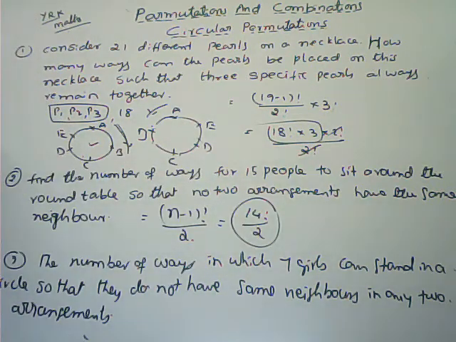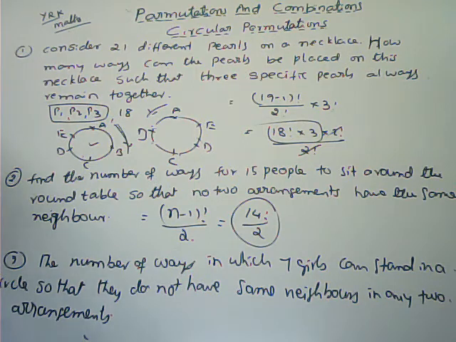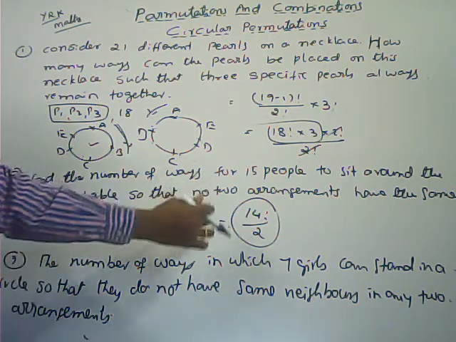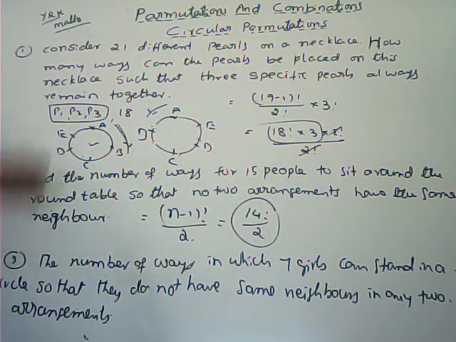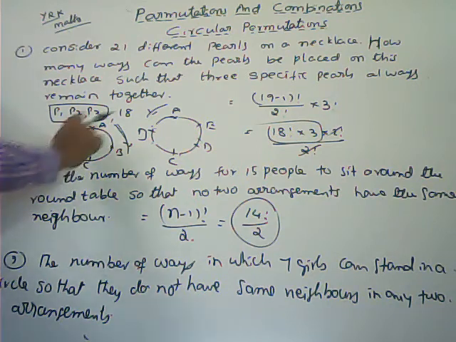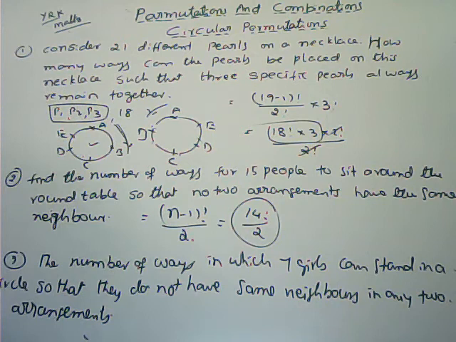In that, 14 factorial by 2, no 2 persons have the same neighbors. Why? Because here I am considering only one circular permutation for these 2. That's why we divide by 2. If one is there, the other one you can remove. This type of circular permutation is only one type. By flipping, if you get the anti-clockwise direction, if you get the same type, you can remove all those.